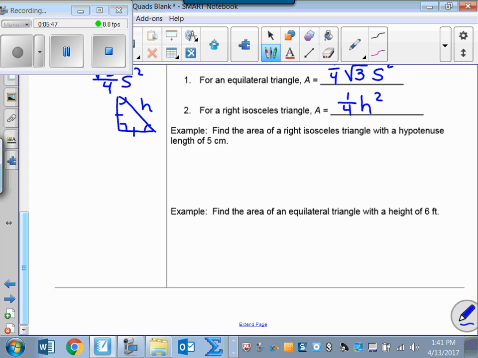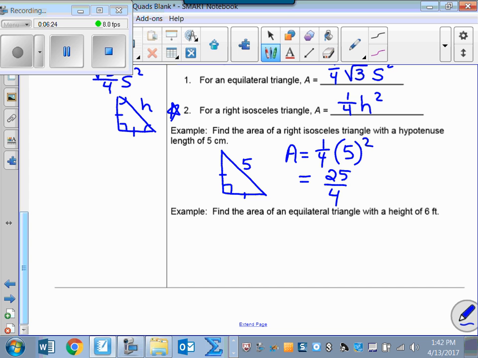So let's do one. Find the area of a right isosceles triangle with a hypotenuse of 5. All right. Well, once again, we don't have to go to the trouble of finding the base and the height because we got this neat little formula that we just learned, and we're going to make a flashcard and memorize it. And we can just say the area is 1/4 times the hypotenuse length squared. So that's going to be 25/4. And let's see, yep, we do have units, so that'll be centimeters squared.